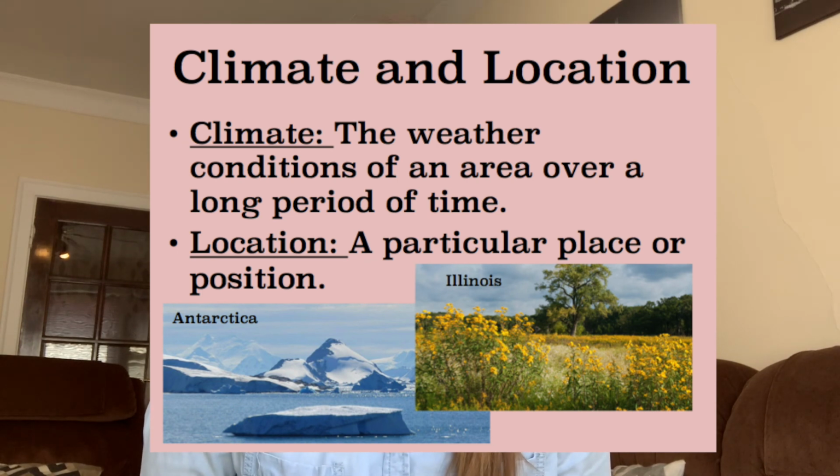So the climate is the weather conditions of an area over a long period of time, and a location is a particular place or position. So look at these pictures below and think about how Antarctica and Illinois, where we live, how the climate is different. So in Antarctica, it is cold all year long, and there's not as many plants, and the animals that live there have to adapt to the cold weather. But in Illinois, it's neither too hot or too cold, and we have 4 seasons: spring, summer, fall, and winter.